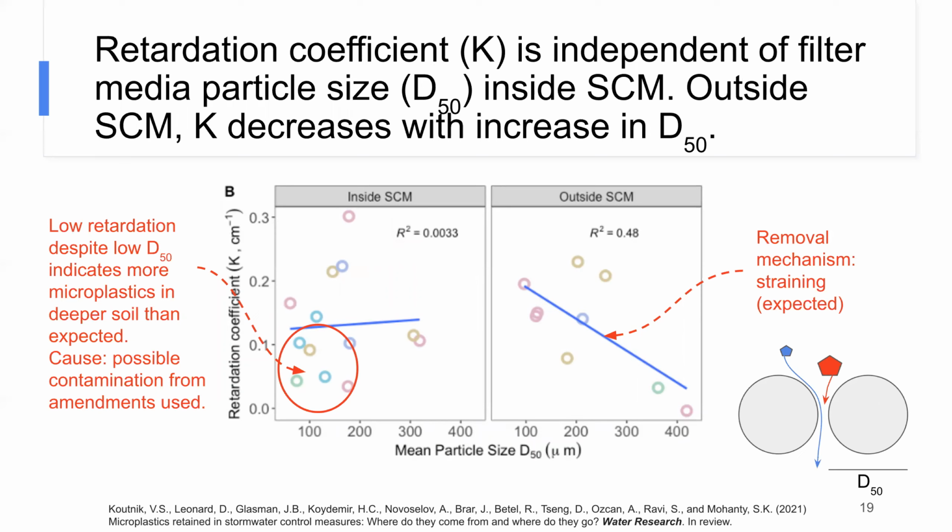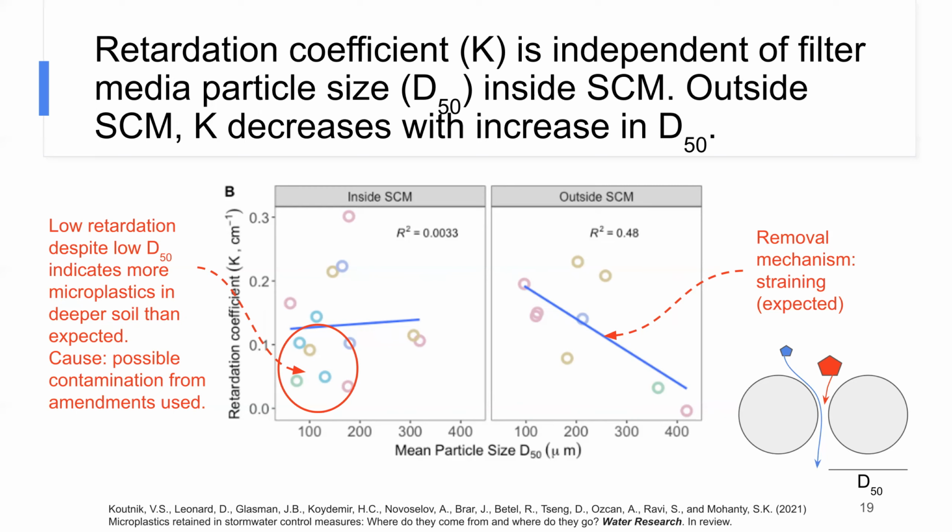And the last thing we found is that the K value or the retardation factor is changing with the particle size, the particle size of the filter media. So if you look at the outside SEM or the outside the boundary, as you increase the particle size in the soil, the retardation factor is decreasing, means it's more transport, which is expected. If you have large particles, it is less likely to filter a lot of microplastics by straining or physical filtration, as you see on the right side of the screen.